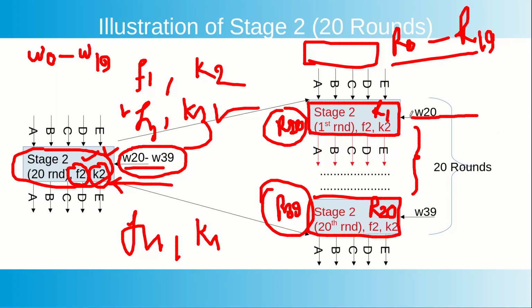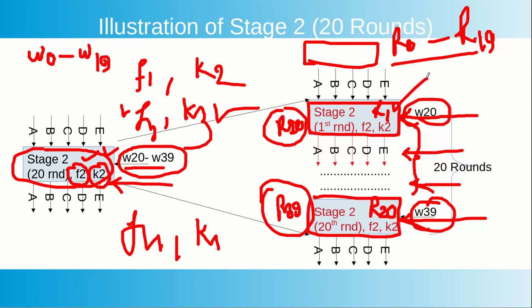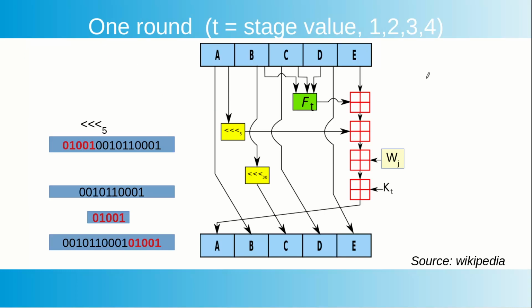Now check it out, in round number 1 we will fetch word number 20 and some sort of computations will be there. In round number 2 we will fetch word number 21, round number 3 we will fetch word number 22, in that way, and in round number 20 we will fetch word number 39. So each and every word will be fed to each and every round. Now let us come down to this round operation. So what is happening inside one round?